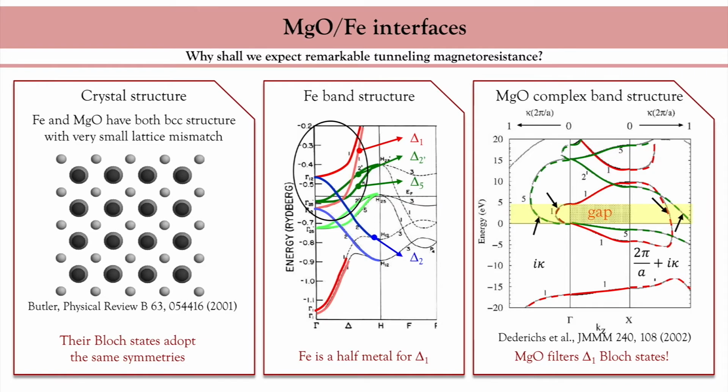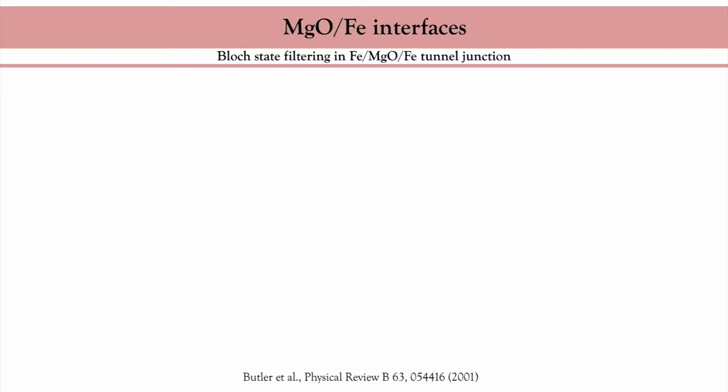So in summary, we have two materials with the same crystal symmetries and an excellent lattice match. In addition, iron is a half metal for delta 1 states, and MgO massively favors the tunneling of these states. We have everything we need to get a large TMR. Let me show you how these features reflect in the actual calculation of the tunneling transport.